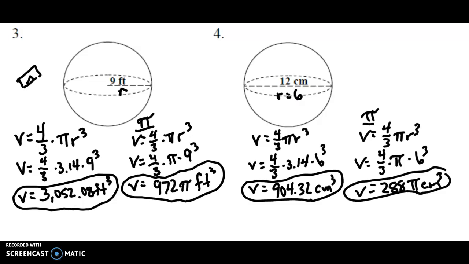Okay, hopefully you noticed that the 12 was the diameter, so the radius was 6. When you plug in 3.14 as the value of pi, you get 904.32 centimeters cubed. And then in terms of pi, again, you're not going to plug in 3.14, you're going to leave it as a symbol. When you multiply 4/3 times 6 to the third power, you get 288 pi centimeters cubed.